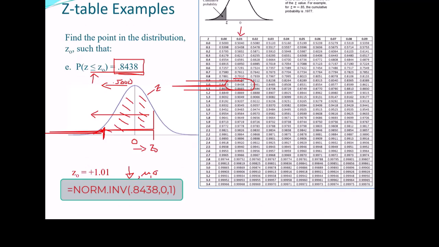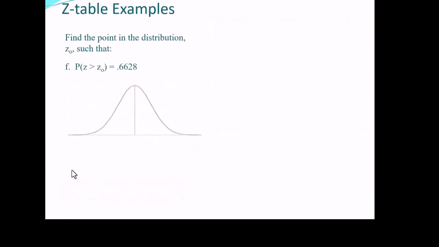And again, it's going to give you a value of 1.09994. It's going to give you it to crazy decimal places. You can get the same exact information using the normal inverse function that you can using the cumulative probability table, the Z table. All right, let's take a look at another one of these.